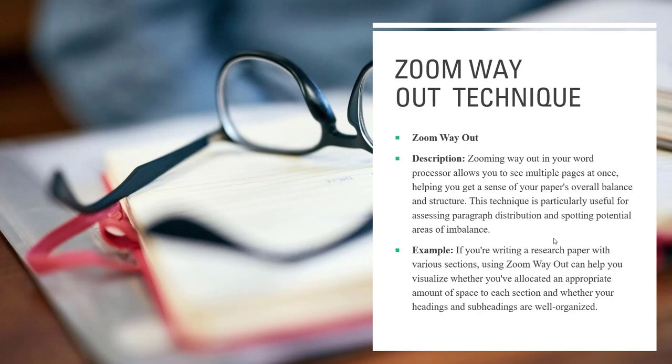Zooming way out in your word processor allows you to see multiple pages at once, helping you get a sense of your paper's overall balance and structure. This technique is particularly useful for assessing paragraph distribution and spotting potential areas of imbalance. If you are writing a research paper with various sections, using zoom way out can help you visualize whether you've allocated an appropriate amount of space to each section of your paper and whether your headings and subheadings are well organized.